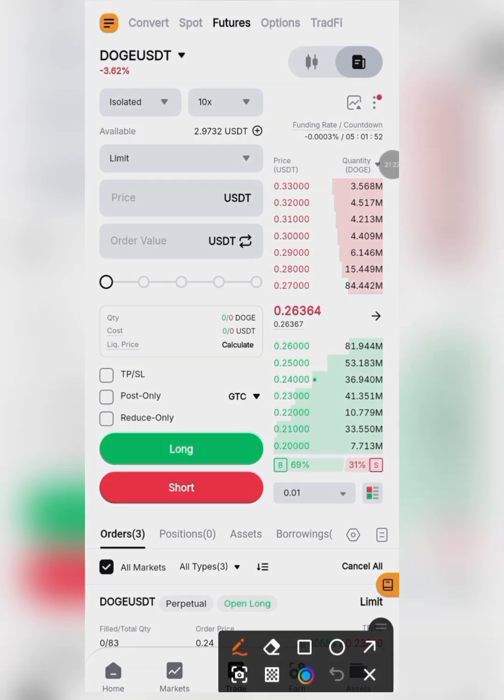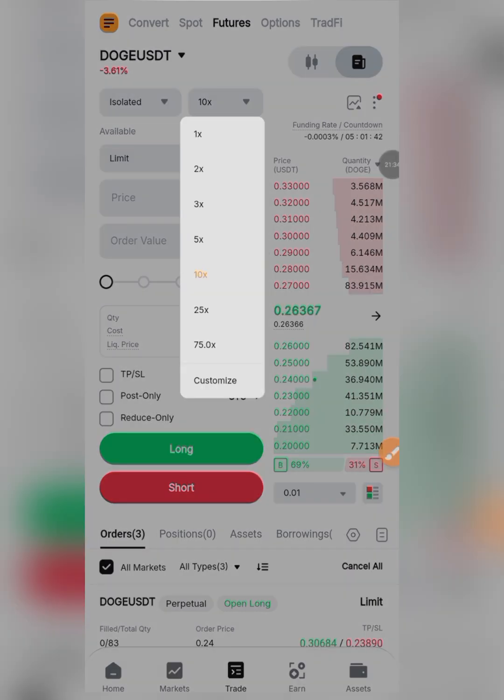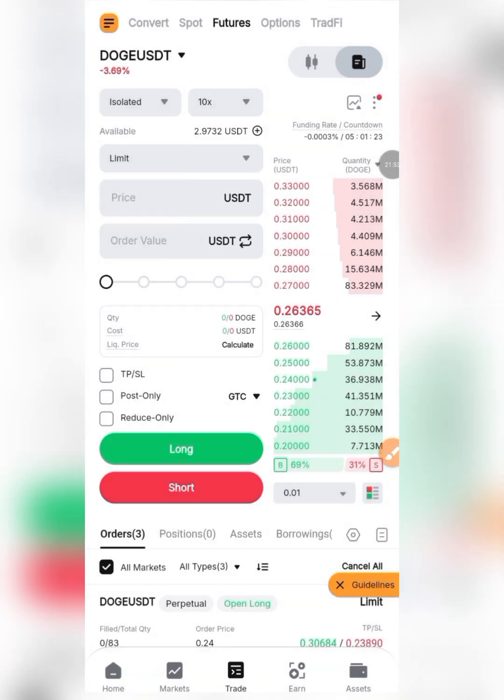Now the next one is what we call leverage. Let me open it. We have 1x, 2x, 4x leverage, 5, 10, 25, 75, even some have 100 leverage. What does this leverage mean? Leverage is a way of saying, can you lend me a percentage amount to complete my trading?